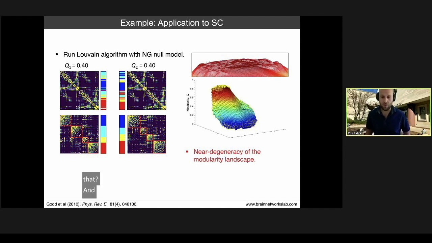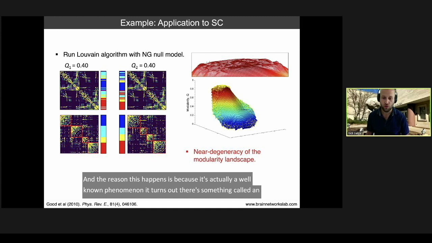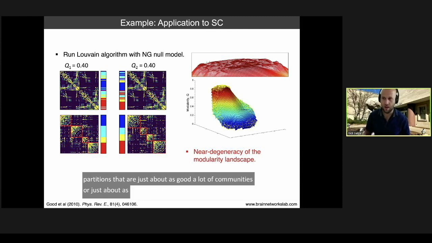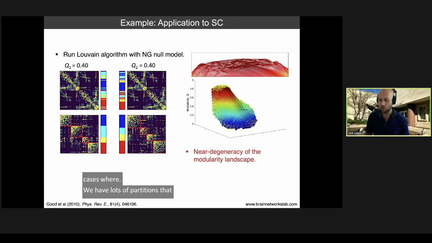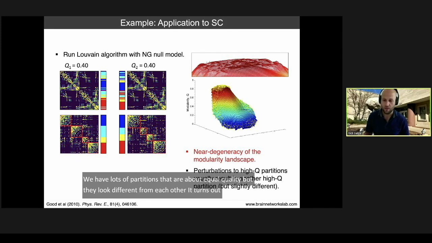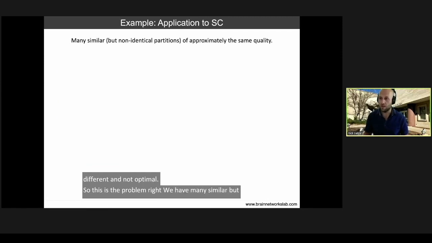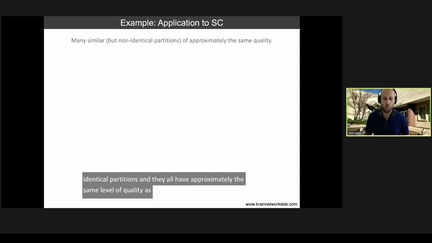The reason this happens is because it's actually a well-known phenomenon. It turns out there's something called a near-degeneracy of optimal partitions, which means there's some partition that's globally optimal, but there's a lot of partitions that are just about as good. A lot of communities are just about as good, but not quite as good, right? So there's cases where we have lots of partitions that are about equal quality, but they look different from each other. It turns out this has to do with the fact that if you have that optimal partition, you just swap one or two nodes' community assignments, and you're still left with a really good partition, but slightly different and not optimal. So this is a problem, right? We have many similar but not identical partitions, and they all have approximately the same level of quality as indexed by the Q score. How do we go about resolving that?